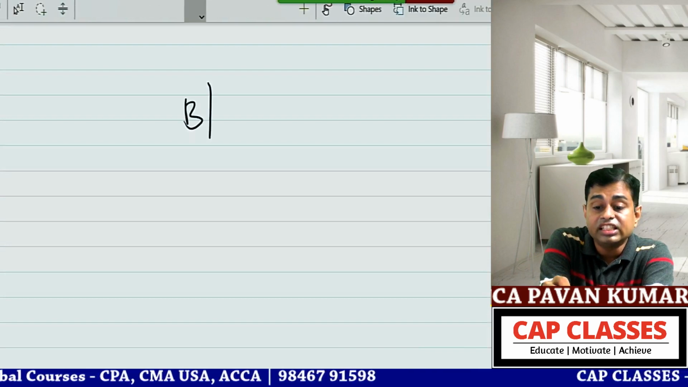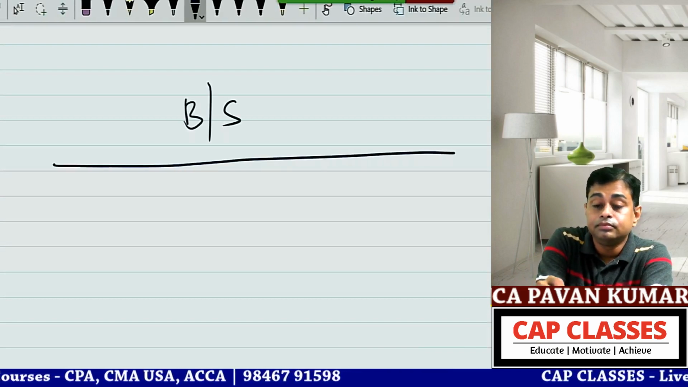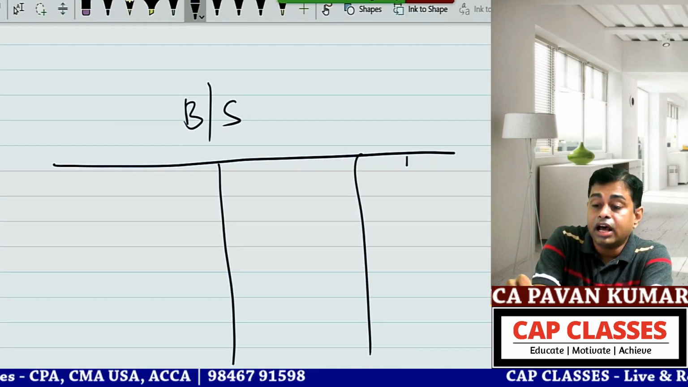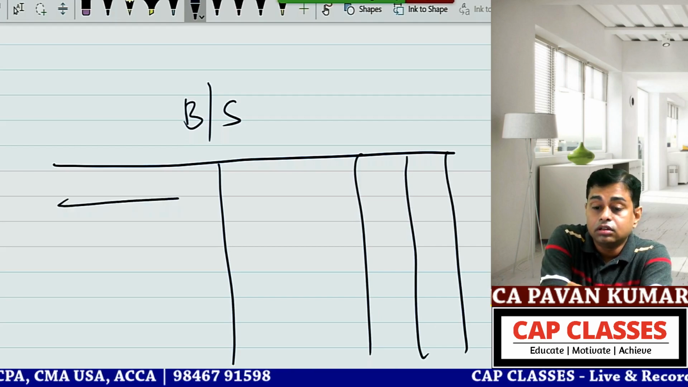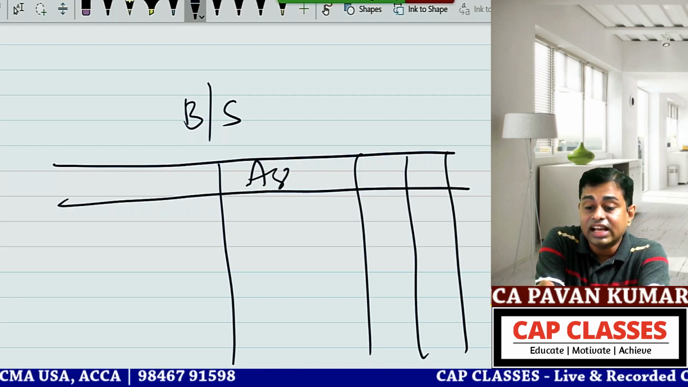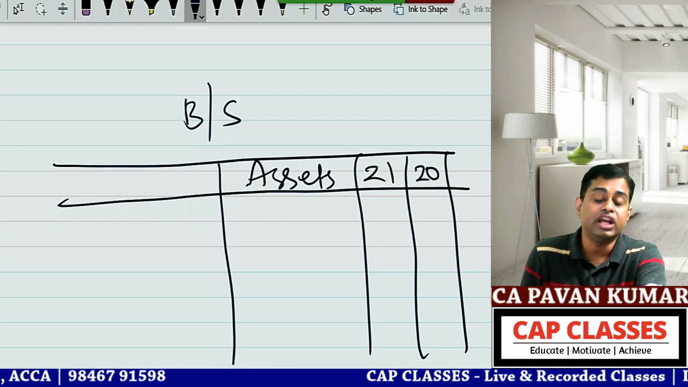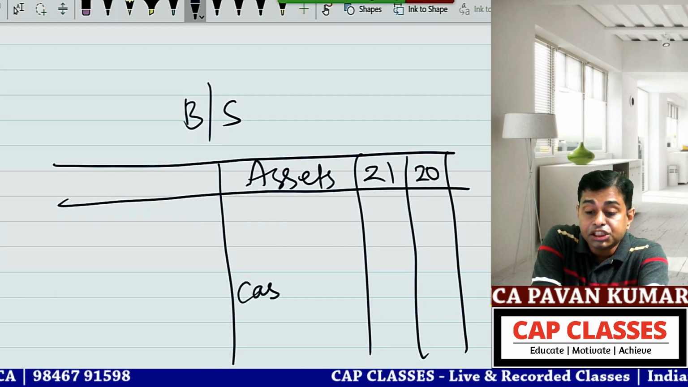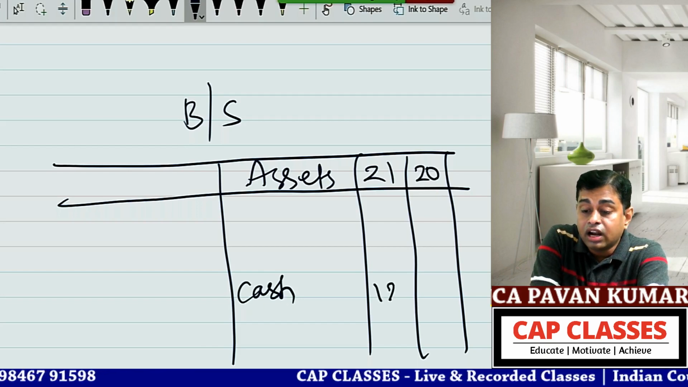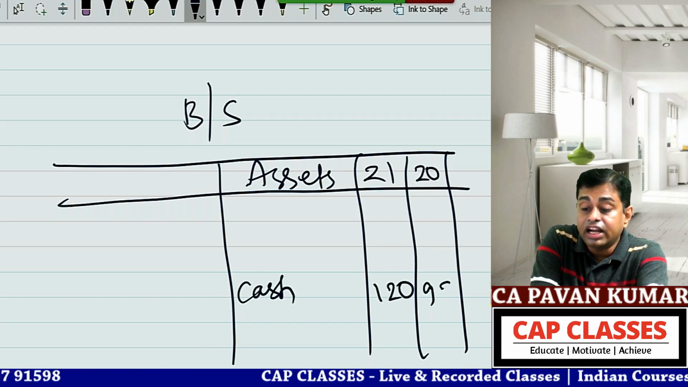So this is my balance sheet. In this balance sheet, this is the asset side. This is 2021, this is 2020, 2 years. Here cash and cash equivalents 120 crores, 92 crores.